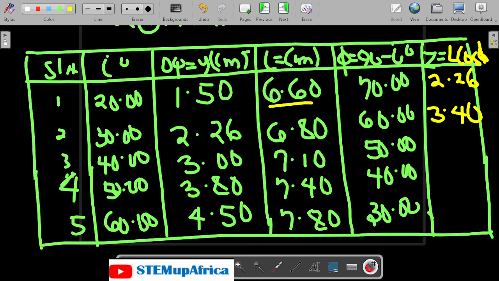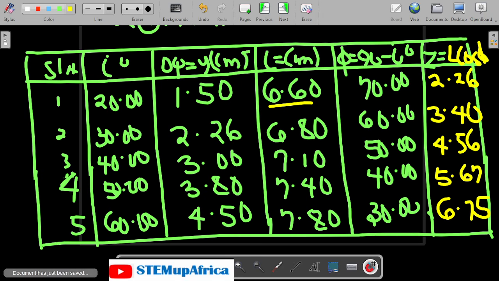The next is 4.56. The next is 5.67, and the next 6.75. So this is the table of values. Like I said, 100% accurate. If you go with these values, you are going to have your refractive index, which is the reciprocal of the slope. You get 3 over 2, which is 1.5, the refractive index of a glass block. So let's go to the next question.